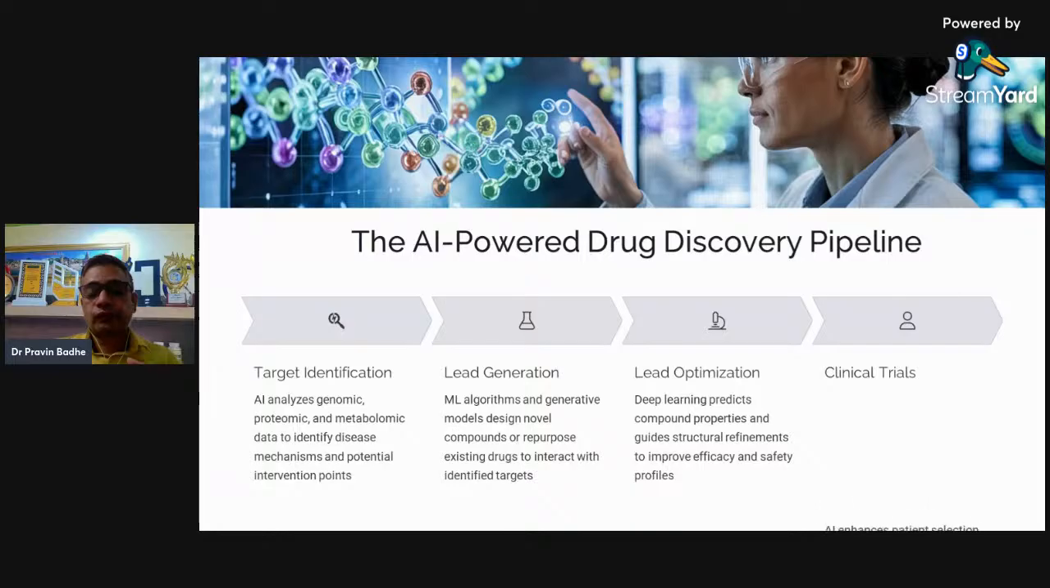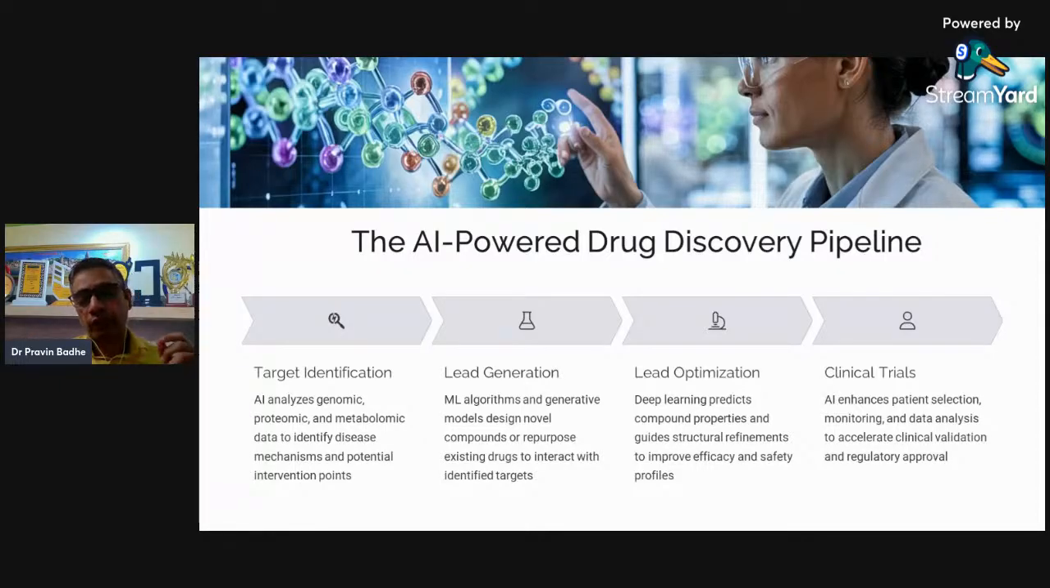And the clinical trial phase, where AI is helping in patient selection, monitoring of the patients, and also data analysis. When we talk about monitoring of the patient, yesterday we discussed this point in the decentralized clinical trial, where the patient can now be monitored at home utilizing AI tools, and those data can also be analyzed with AI tools, so that way the regulators can give approval, and clinical validation can be done.